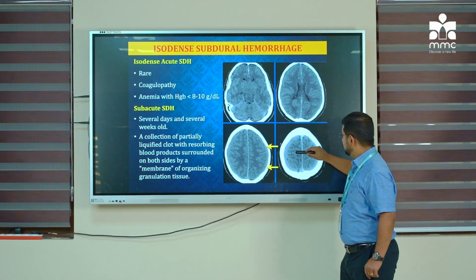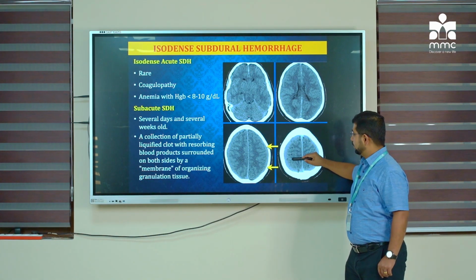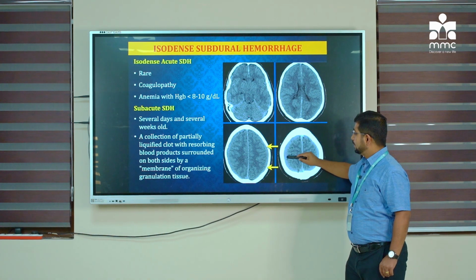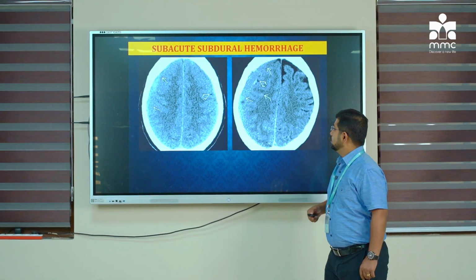Look at here. You can see the gyri and sulci separately here, but here you are not able to see it. So this is an isodense subacute subdural hemorrhage. The same thing here.